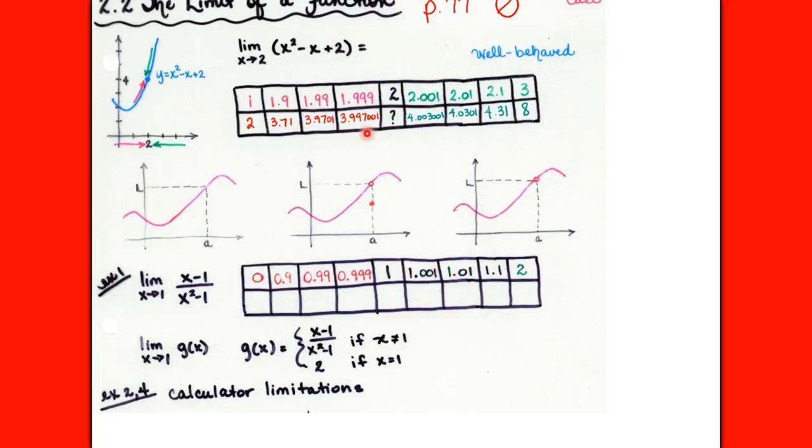Okay, same story over here. We've got 4.3, 4.03, 4.003. I would need to see that change in your table. So any questions about how to build your table?